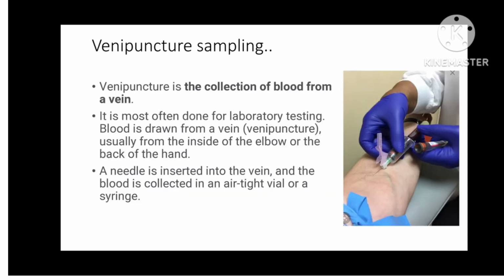Next, we are going to learn about venipuncture sampling. Venipuncture is the collection of blood from a vein. It is most often done for laboratory testing. Blood is drawn from a vein by venipuncture, usually from the inside of the elbow or the back of the hand. A needle is inserted into the vein and the blood is collected in an airtight vial or a syringe.